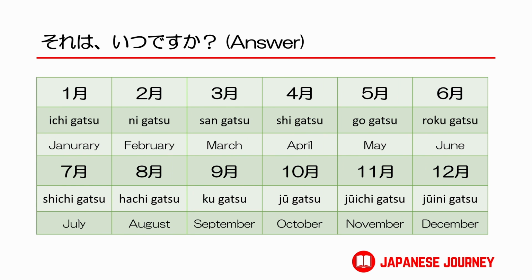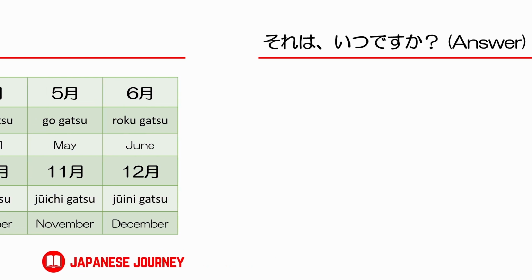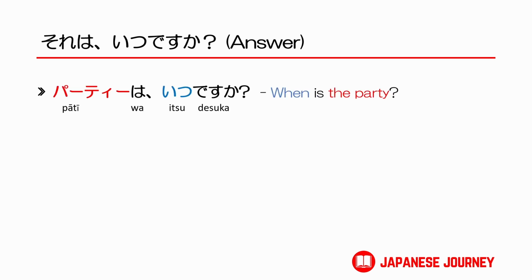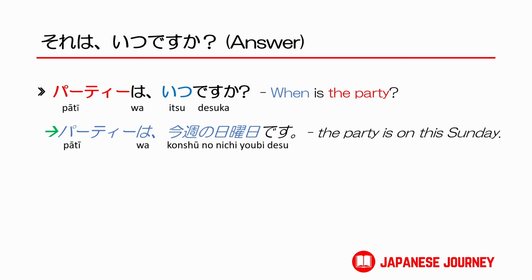This is a summary table of the calendar months in Japanese. If you like to practice more, please click on the link to our Japanese calendar practice drill on the top right corner. Our next example is, when is the party? To answer this question in the simplest A は B です form, you can say, パーティーは今週の日曜日です, which means the party is on this Sunday.